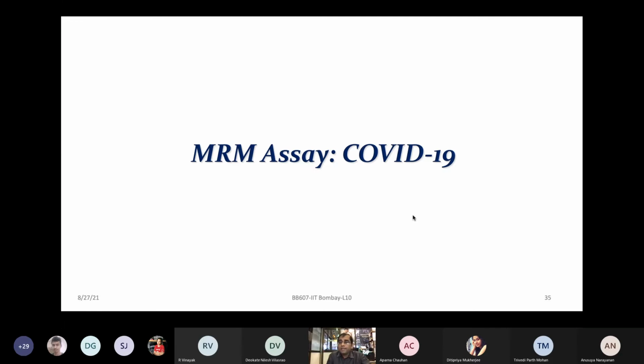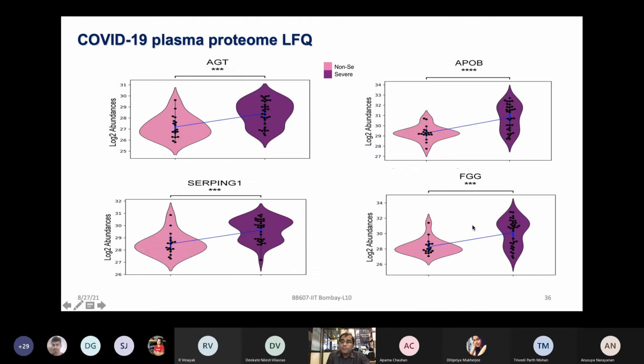I'm just taking it as a case study: if you now want to do a real-life disease or sample, what experiment should you be doing? From the label-free quantification experiment, LFQ, this type of data was acquired with the analysis from the severe and non-severe comparison, where different proteins like apolipoprotein B, angiotensinogen, fibrinogen gamma chain, and serpin showed a lot of difference in the non-severe versus severe group of COVID-19 patients.